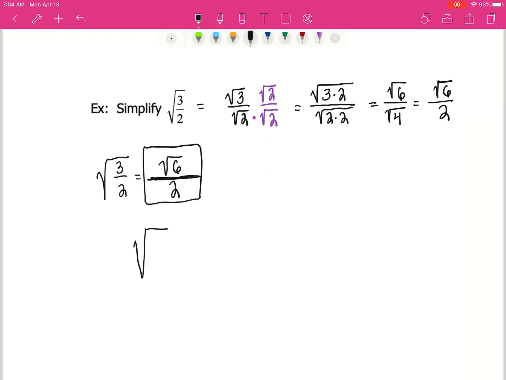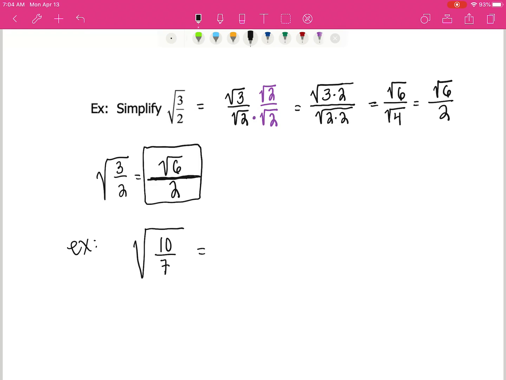So let's do another example here. The square root of 10 over, what do we want to do? Let's do 10 over 7. So the square root, here's another example.